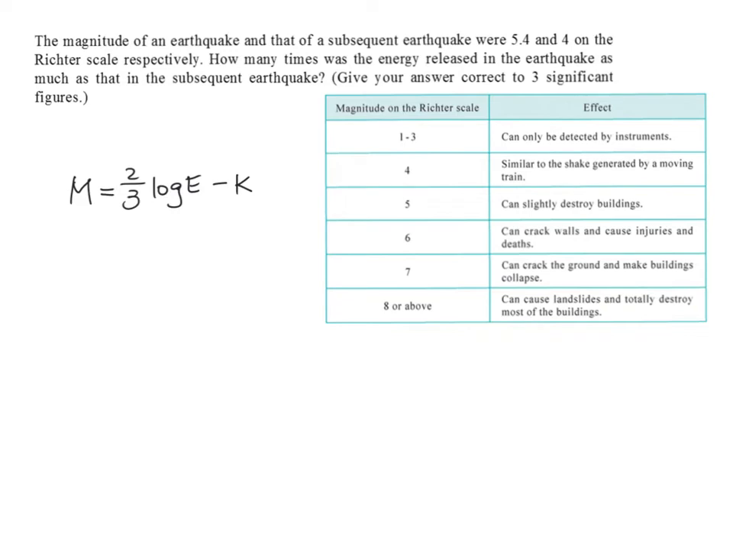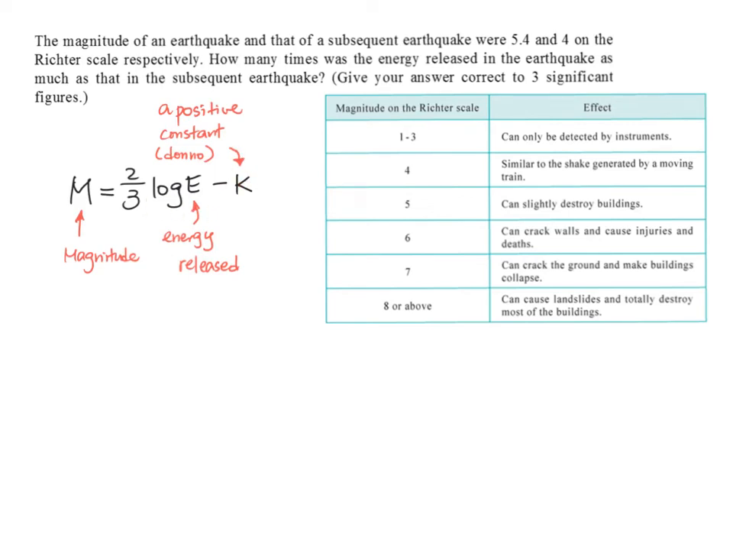Another very important use of log application would be the magnitude of an earthquake. This scale is what we call the Richter scale, given by this formula. And M would be the magnitude. These numbers can be decimals, which equals 2/3 times the log of E minus K, where E is the energy release in that earthquake, and K is a positive constant, and we may not know what it is, and it depends on the situation, okay?